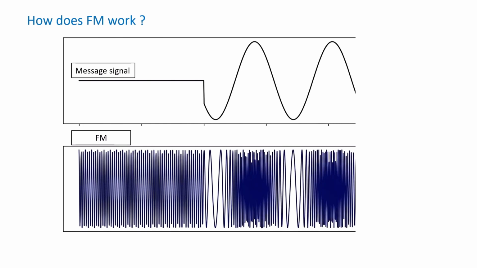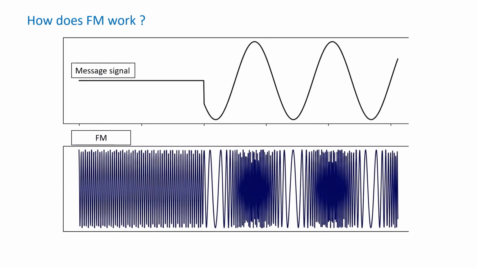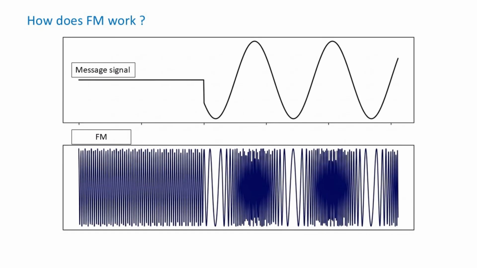In this example, the message signal is a sine wave, so the frequency changes smoothly and continuously. In real communication systems, however, the message signal is usually an audio signal. That means the FM frequency continuously changes according to the amplitude of the audio waveform.